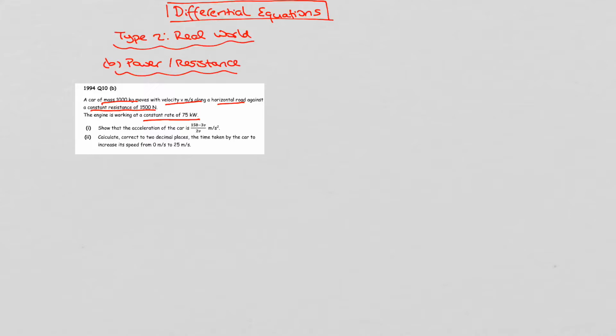So the first thing we have to do is show that the acceleration is given by (150 minus 3v) over 2v meters per second squared. Okay, so if we're looking at our car moving along a road, so we draw a lovely little car, and we're knowing that it's moving along the road, then what we have to look at are all of the forces that are acting on it.